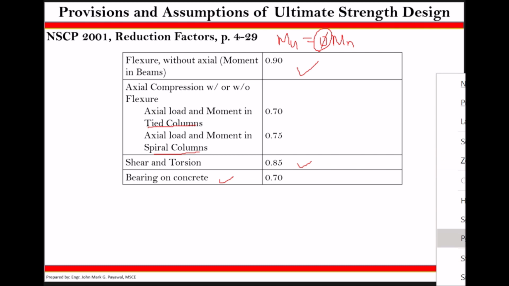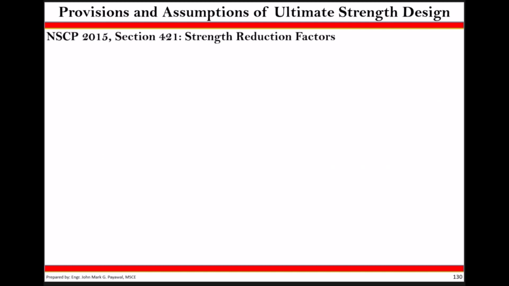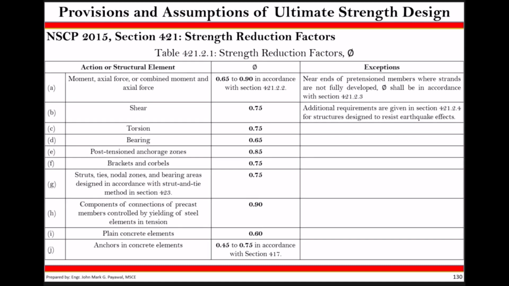So for 2001, we call it reduction factors. But when we transition to 2015, it becomes strength reduction factors. So under Table 421.2.1, ito yung una natin. We focus first on letter A. If it's moment, axial force, or combined moment and axial force, your reduction factor needs to range from 0.65 to 0.9. Later, we would understand why or how we can particularly or exactly compute for your reduction factor.